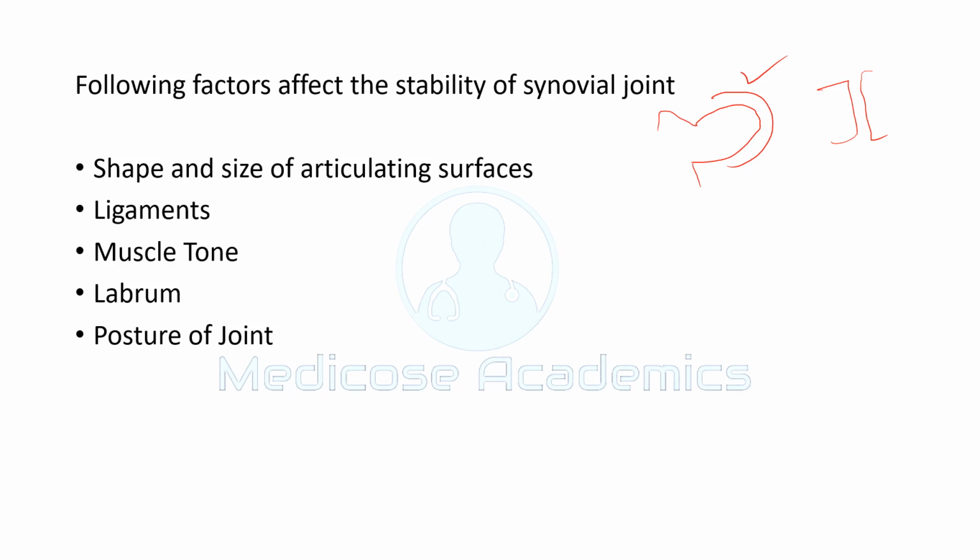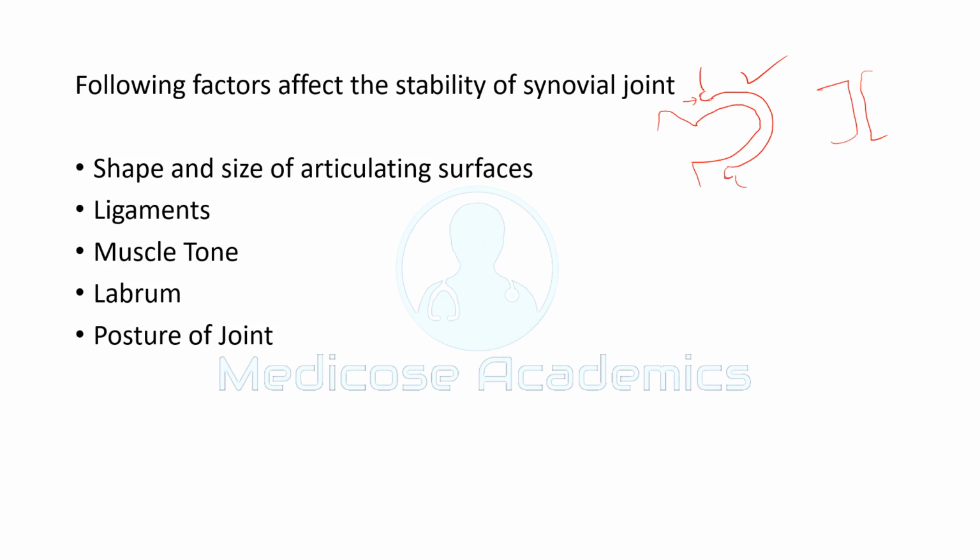Then there is muscle tone. A very good example is that of a shoulder. The deltoid, the biceps, the triceps, they are constantly pulling the humerus towards the socket of the scapula. They don't allow the shoulder joint to fall off. If the deltoid becomes paralyzed, if the muscles of the upper limb become paralyzed, the joint is easily dislocated. The labra: we discussed that at the margin there is an extension of the glenoid cavity and acetabular cavity. There is an extension by the fibrocartilage, and this is known as labrum.